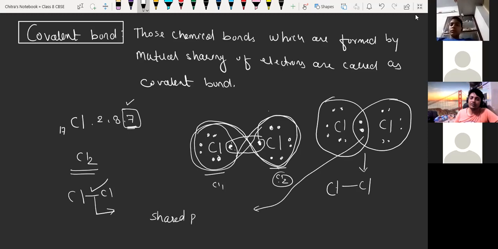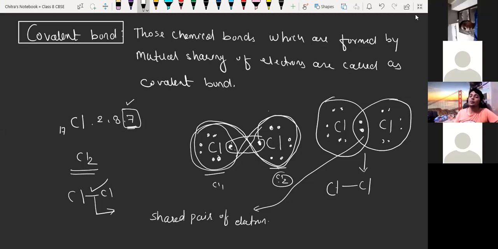Sir, can chlorine and hydrogen share electrons? Yes, I will explain that also. See, this is called a shared pair of electrons. This shared pair of electrons is what is responsible for the covalent bond between two chlorine atoms. That's why we represent chlorine in its diatomic form. Diatomic means there is a bond between chlorine and chlorine atom, and that bond is formed by mutual sharing of electrons. That's what is called a covalent bond.